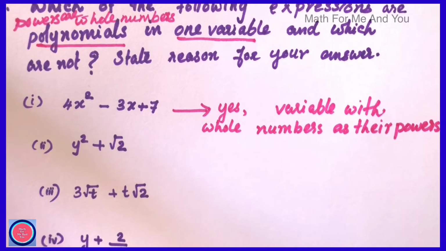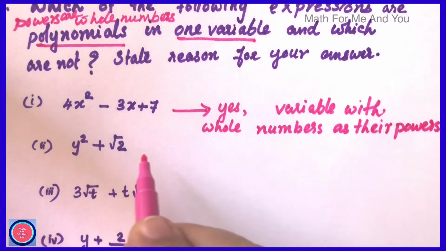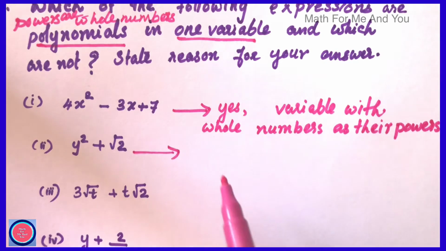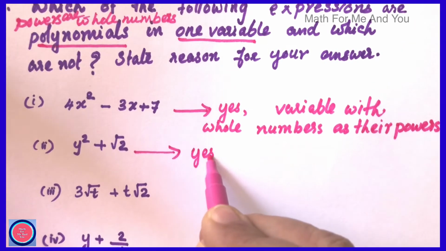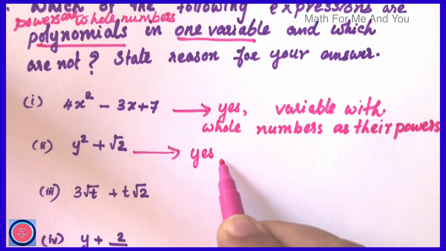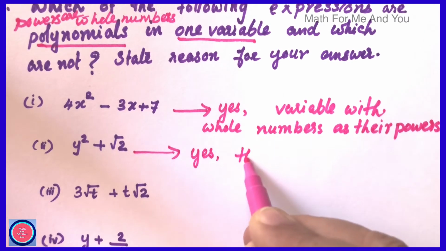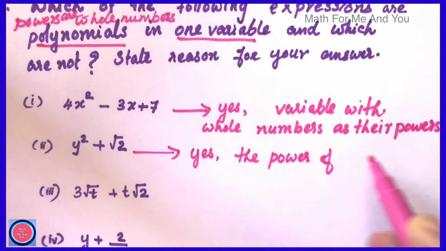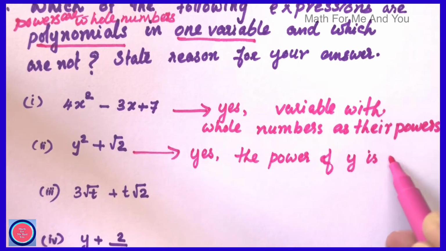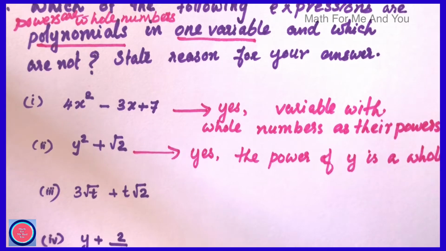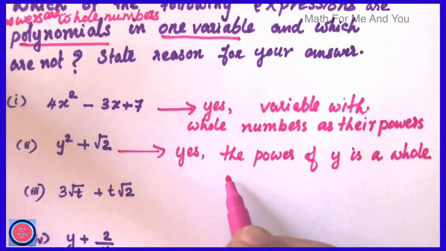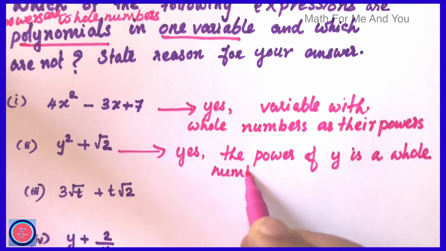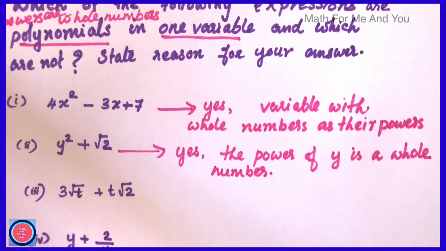What about the second expression? Is the second expression a polynomial or not? Look at the terms, look at the variable. Yes, this is also a polynomial. The reason is the variable is y, and y has a whole number power. What is the power? Power is 2, which is a whole number. Therefore, the given expression y square plus root 2 is a polynomial.